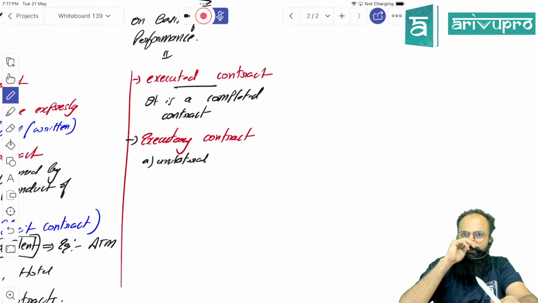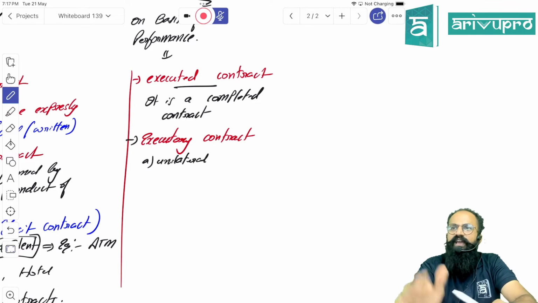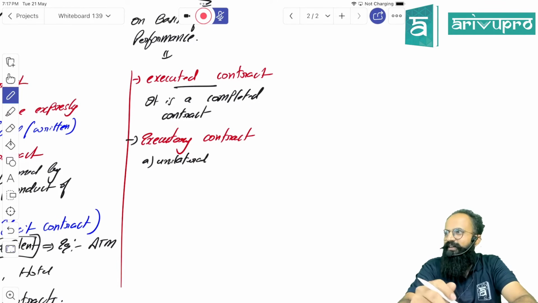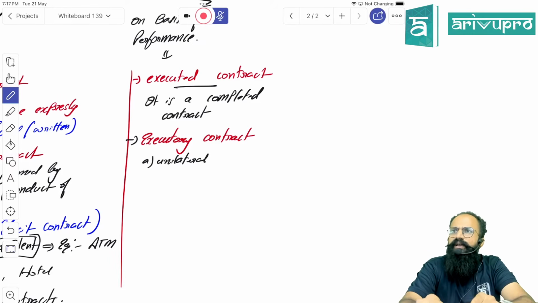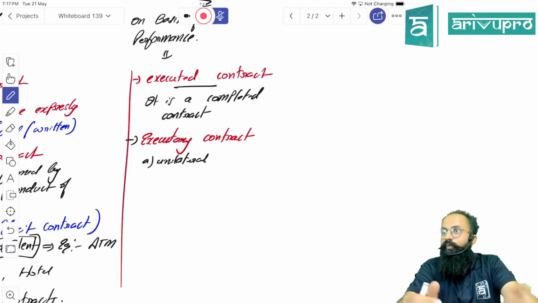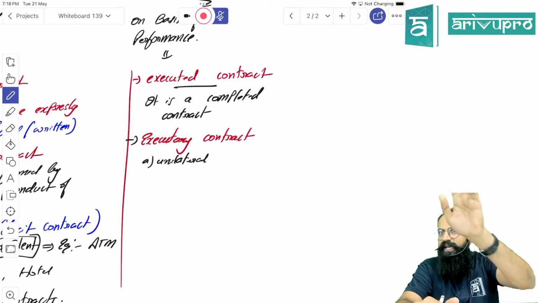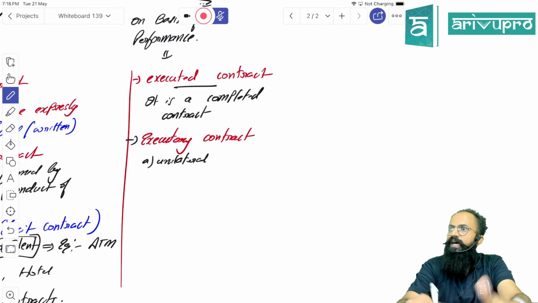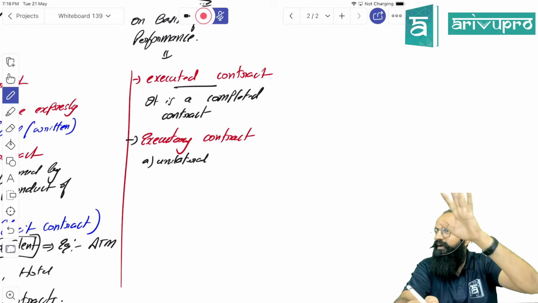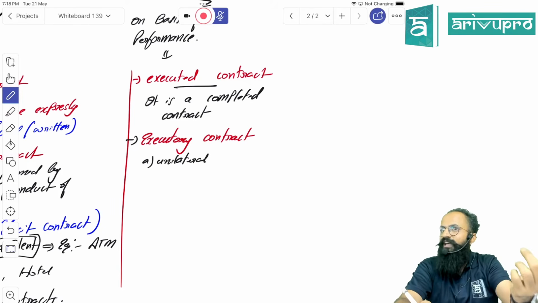When will I say a unilateral executory contract? One party has already completed their side of the agreement. One party has performed their obligation, and one party is yet to perform. That's called unilateral executory. Bilateral executory means both parties are yet to perform, but we have entered into an agreement that we are going to do so.